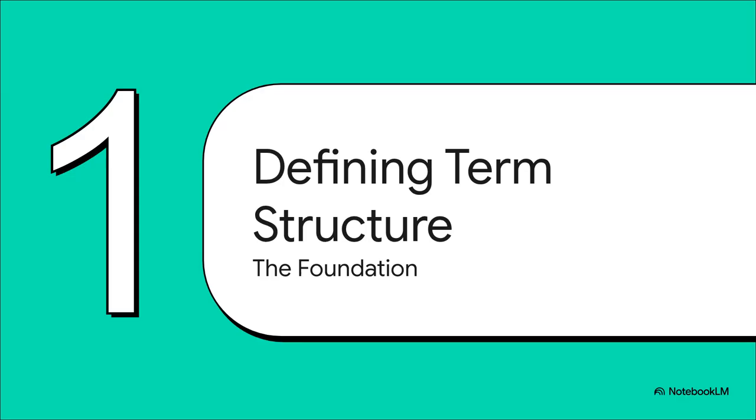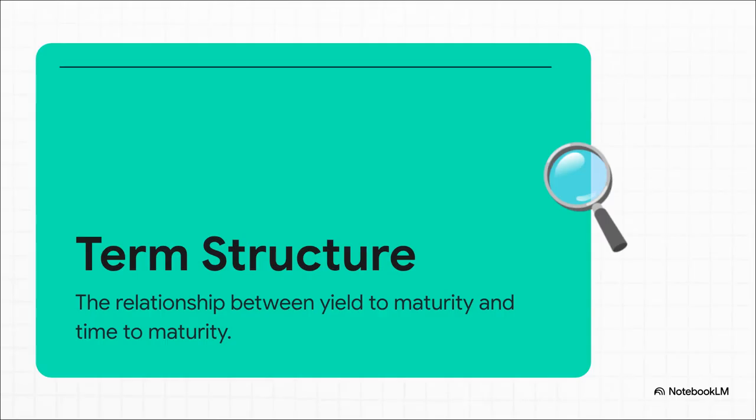Section 1. Defining term structure, the foundation. Okay, so what actually is this? At its core, the term structure is simply the relationship between the return you receive, that's your yield to maturity or the reward, and how long your money is tied up, the time to maturity or the wait. Think about it. If you're locking your capital away, you're obviously going to evaluate the compensation you're getting for parting with that cash over a specific time period. It's effectively the price of time.